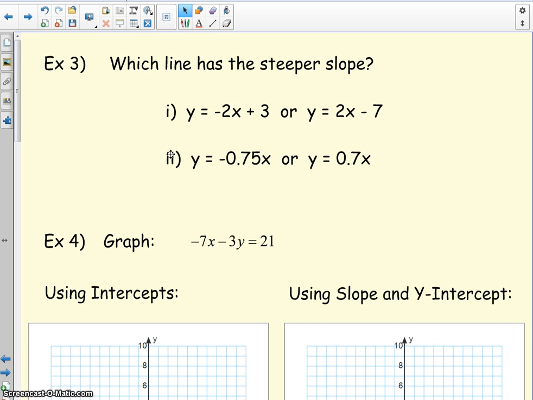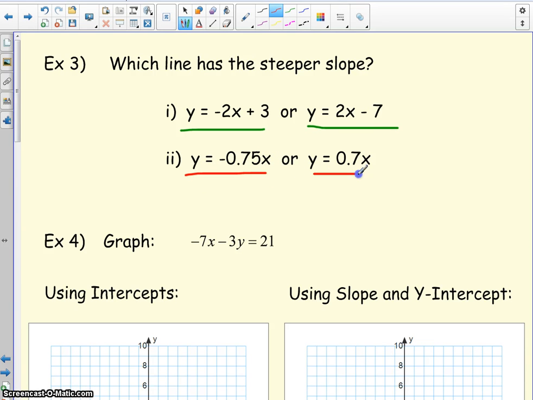So I've got two different situations here. First one, you've got two different equations, y equals negative 2x plus 3 and y equals 2x minus 7. In the second situation, you've got y equals negative 0.75x and y equals 0.7x. In each situation, I want you to tell me which line would be steeper. Quickly take a look at it and circle the one that you think is steeper, and push play, ready to go through it together.